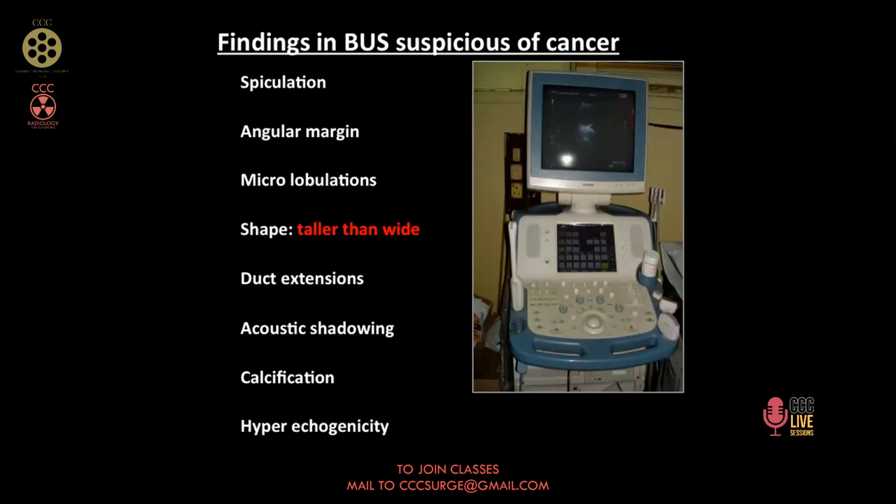If you have angular margin, you have microlobulation, you have a lesion which is taller than it is wide, you have ductal extension, you have acoustic shadow, calcification, and hyperechogenicity and hypoechogenicity in combination, you think in ultrasound it is a malignant lesion. You can add a Doppler to it. If you add a Doppler and you find that there is a huge gush of blood going into the diastolic phase of the lesion, you think it is either a malignant lesion or it can be an inflammatory lesion as well. Second, in Doppler, if you find that the vascular pattern is completely random, that also is going to give you information that possibly you are dealing with a malignant lesion.